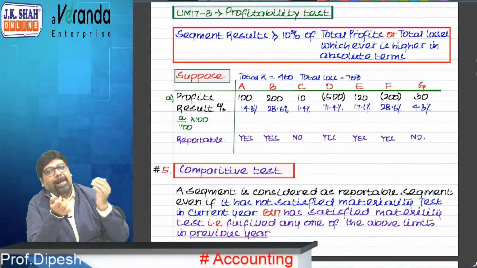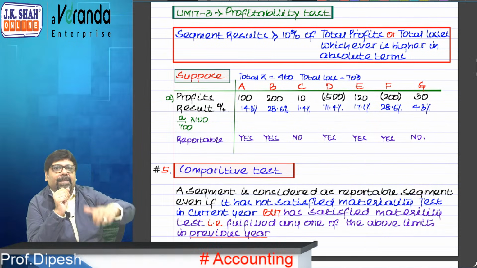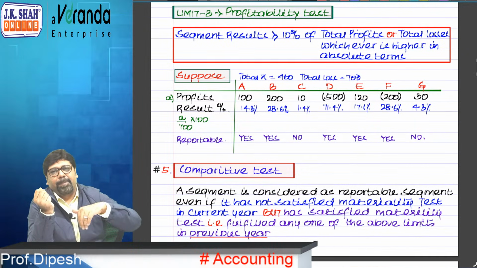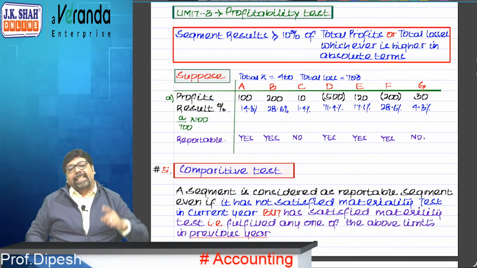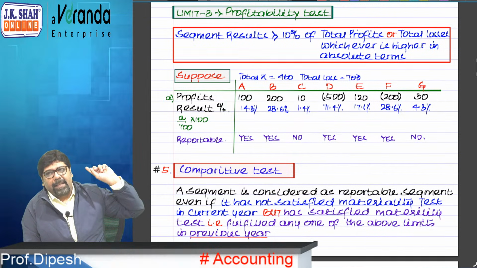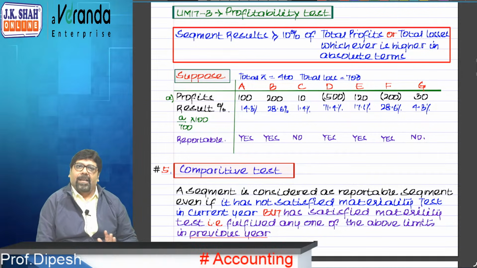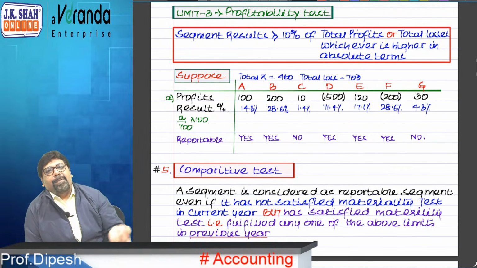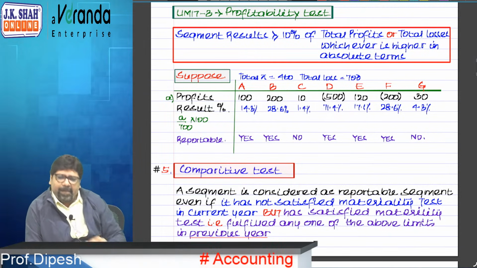Correct? Now the comparative test: any segment which has satisfied any of these conditions in the previous year is reportable in the current year, whether or not it has satisfied them in the current year. That means those who passed the materiality test in the previous year will be reportable in the current year by default. Will they be reportable next year by default? No. Any segment which has passed the materiality test in the current year will be reportable next year by default.